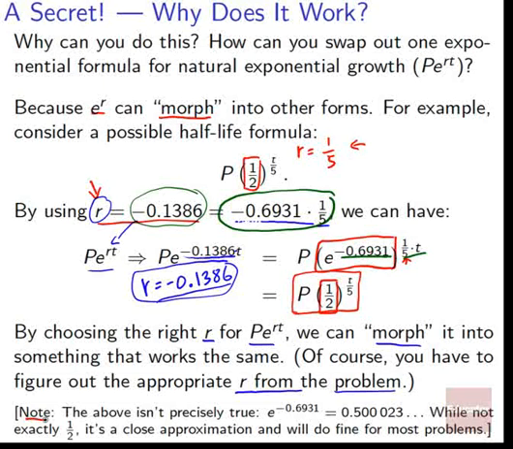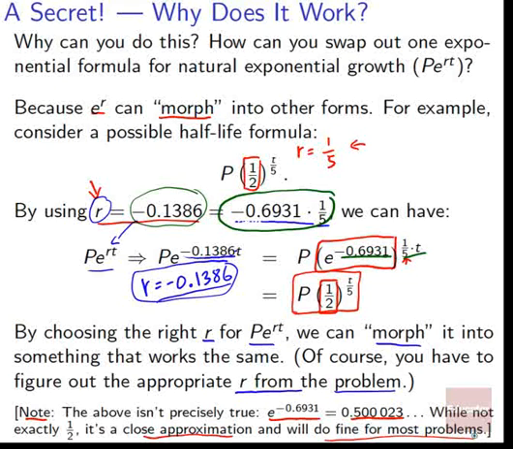Now, I want you to note, the above isn't precisely true. e to the negative 0.6931 isn't precisely 1/2. It's actually 0.500023, which is really close to 1/2, but it's not exactly 1/2. But it's a really close approximation, and it's normally going to do fine for most problems. It's such a close approximation that it will normally wind up working.